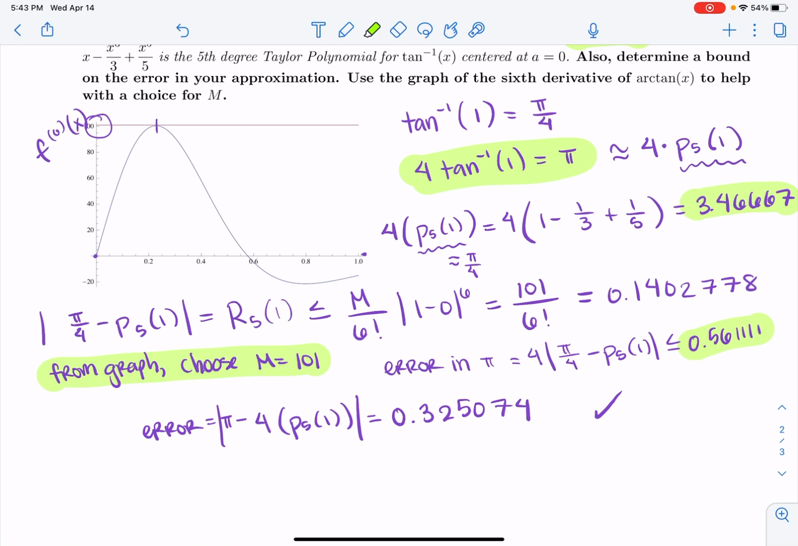Okay, cool. So that one was a little bit harder. We used a graph. We had to figure out what our x value was. And then we had to do 4 times our error. So that was an interesting complication.